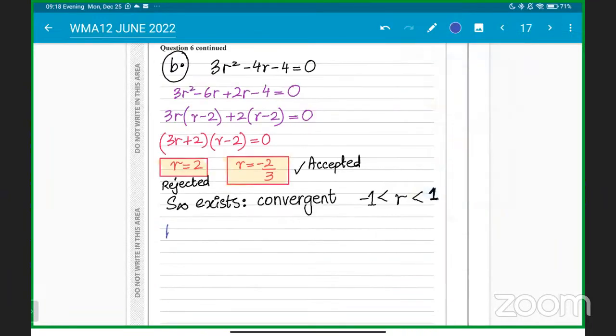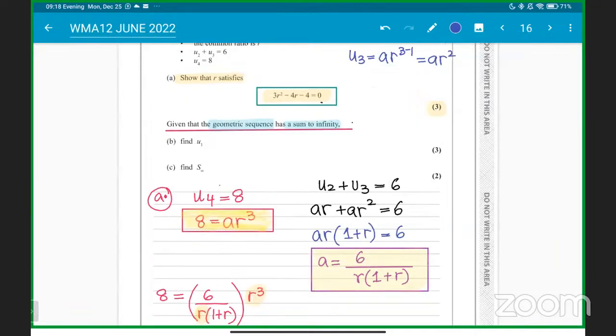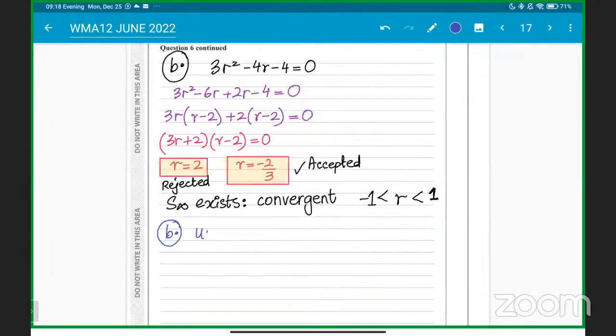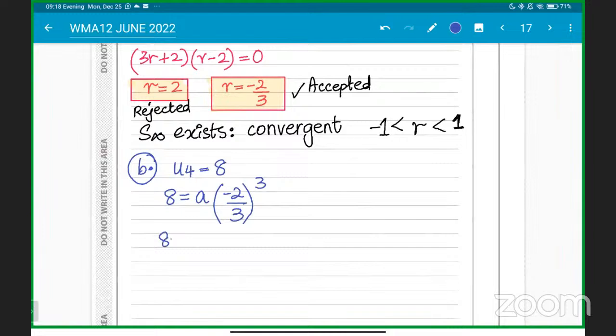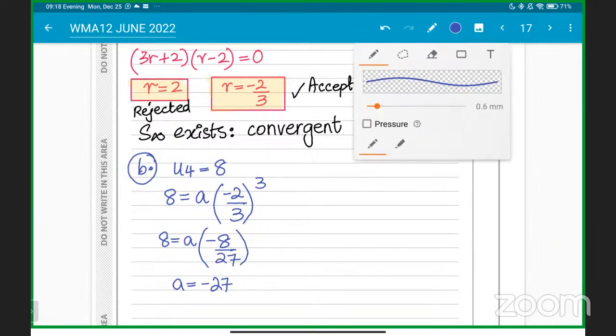Yes, sir. We already have the fourth term, right? So we can take help from this, that the fourth term was 8. So 8 equals a, which we don't know because we have to find a, times r, which we now know is -2/3, to the power n minus 1. So 4 minus 1 will be cube, and here we go, you solve this. So 8 equals a times (-2/3) cubed, which is -8/27. Just simplify, and when you cancel this, a will be coming as -27. Okay, just give me 1 minute.